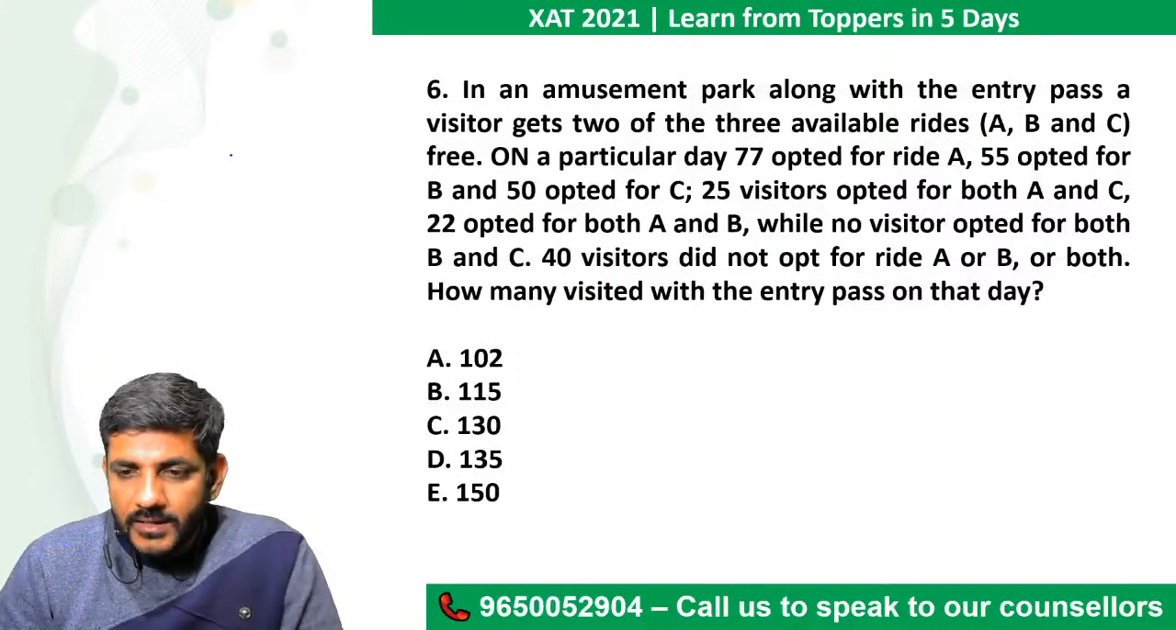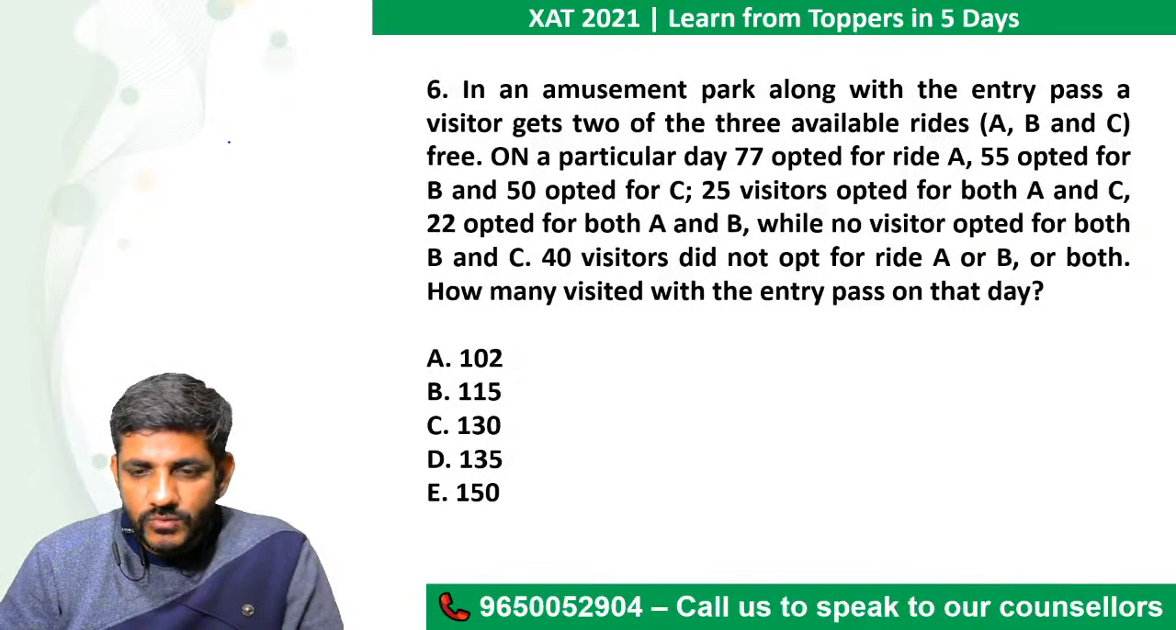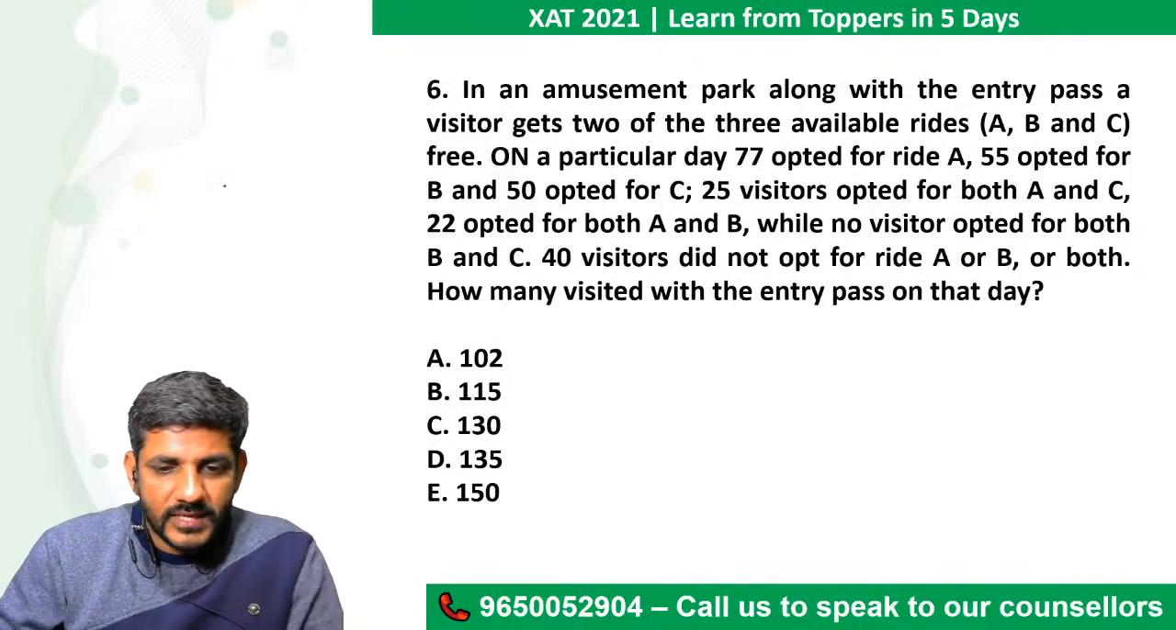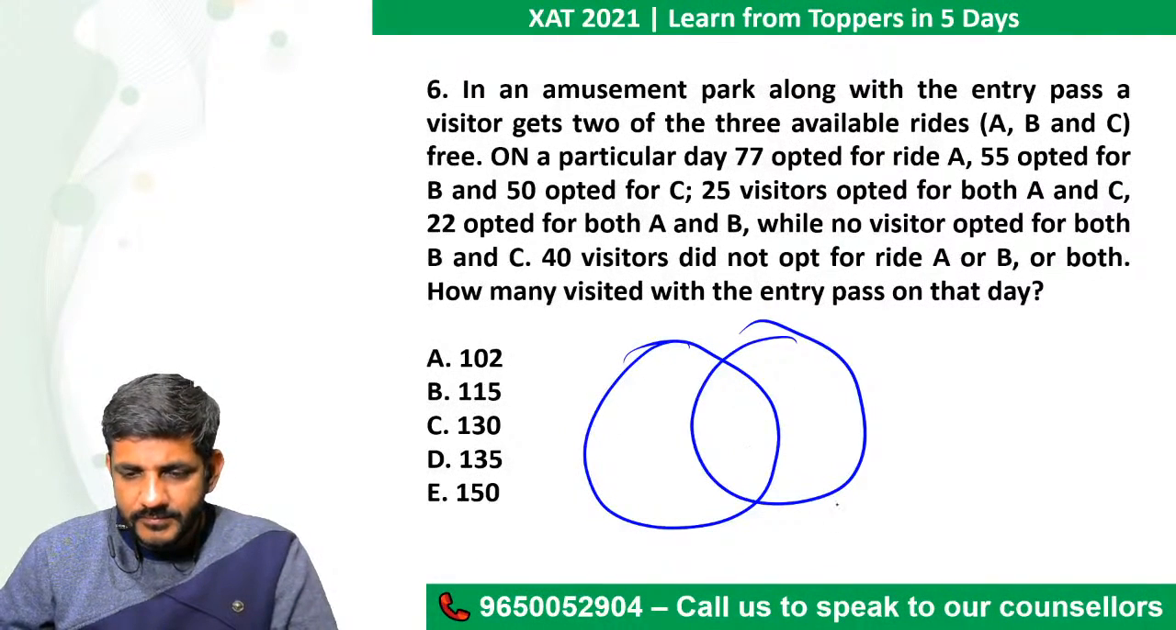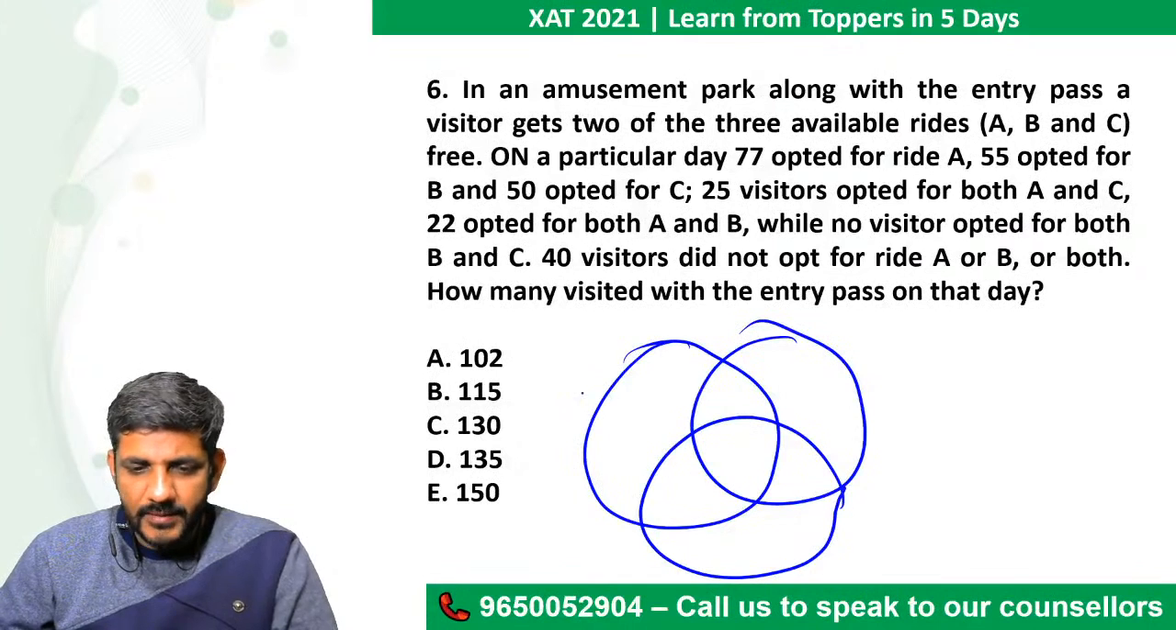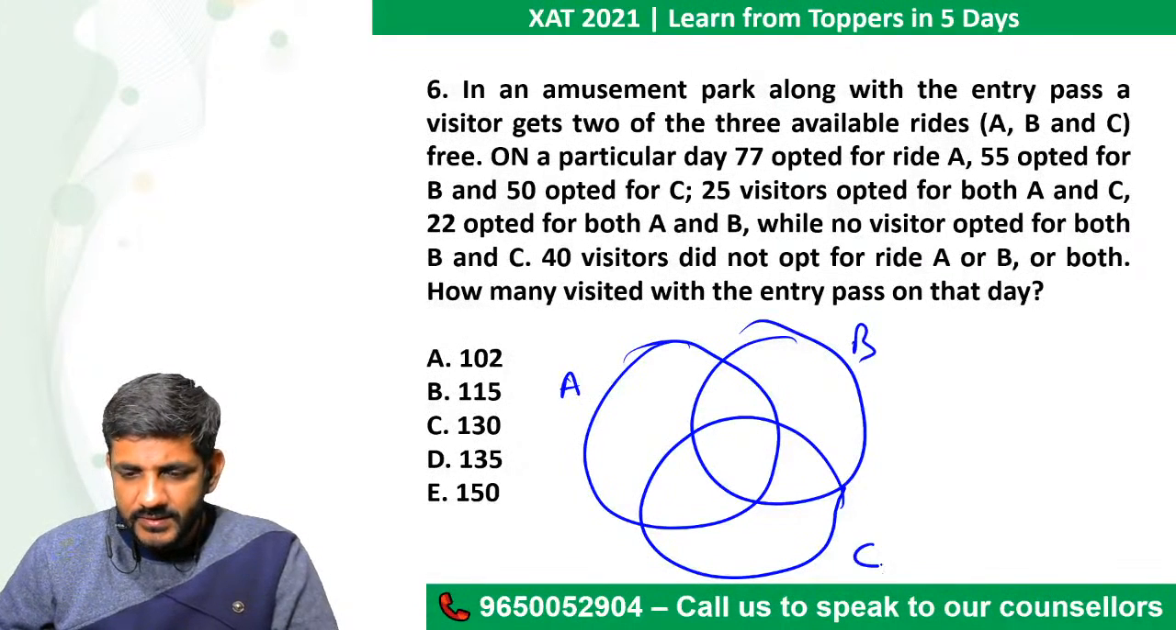In an amusement park, along with the entry pass, a visitor gets 2 of the 3 available rides A, B, C free. On a particular day, 77 opted for A, 55 for B, 50 for C, 25. It looks like a Venn diagram question. So let's make a Venn diagram then. Right? So A, B and C. This is A, this is B, this is C.